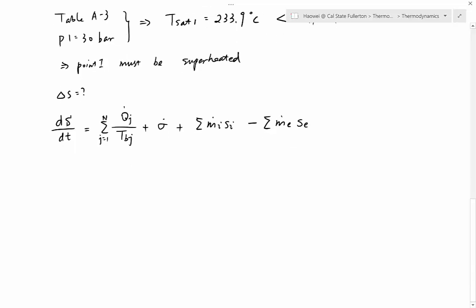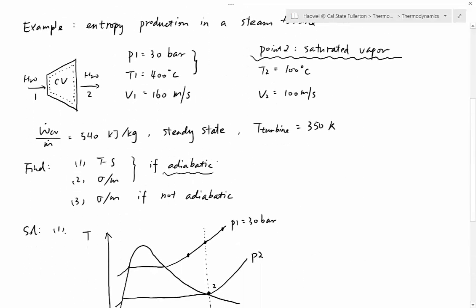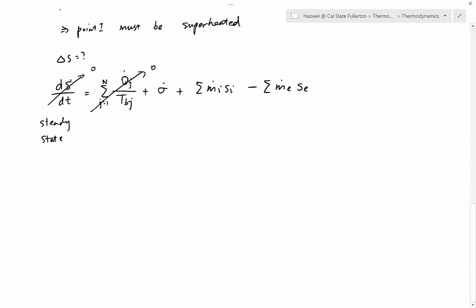First of all, the system is at steady state, so the left hand side goes to 0 because no property should change over time, and entropy is a property. And then the first term in the right hand side also goes to 0. Why? Because the first case is adiabatic, meaning there's no heat transfer. If there's no heat transfer, Q must be 0.